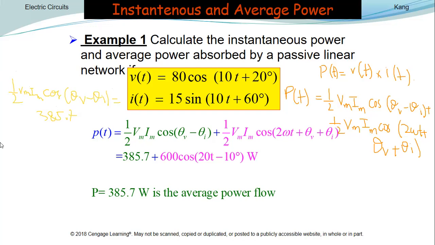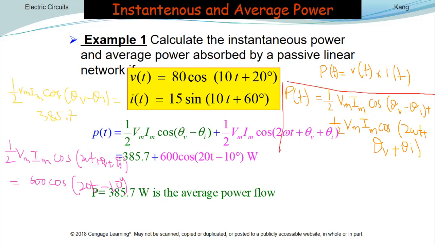Now the second value will be equal to half Vm Im cos(2 omega t plus theta v plus theta I). So this value will be equal to 600 cos(20t minus 10 degree). Now putting these values in my fundamental equation.